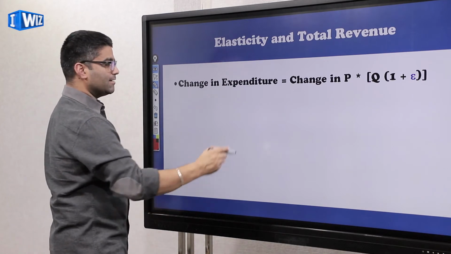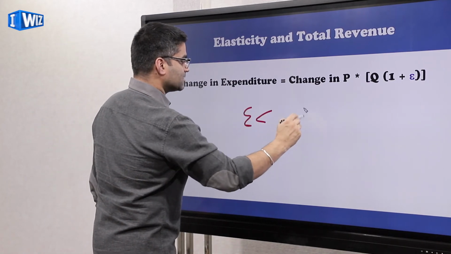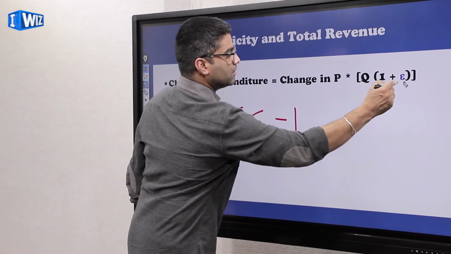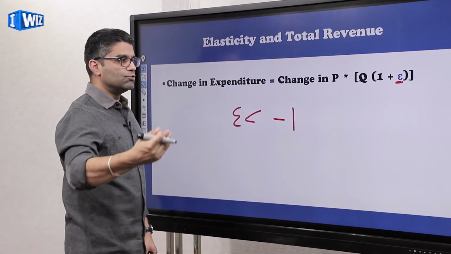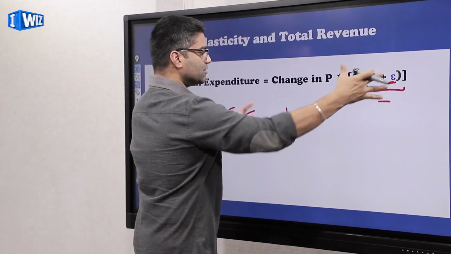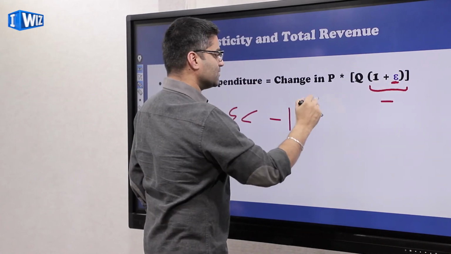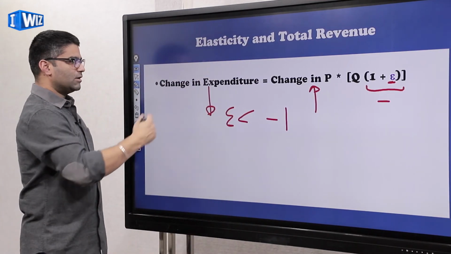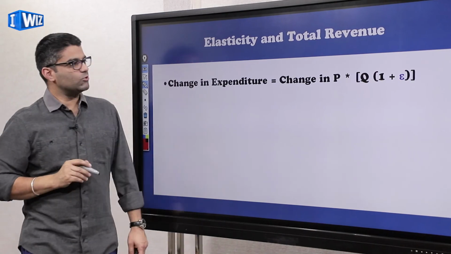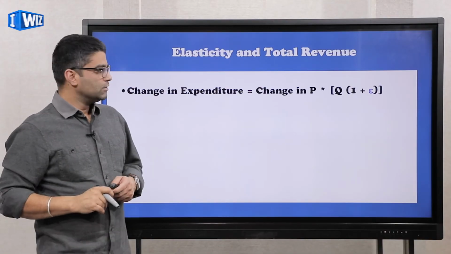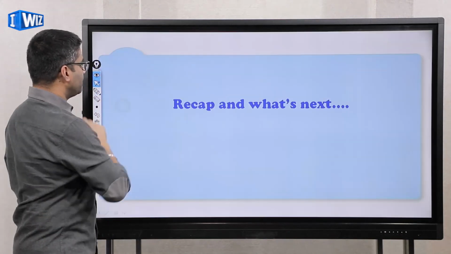Now, if on the other hand, your elasticity is less than negative 1, your demand curve is very elastic. Now this term is like -5, -2, -1.5, which means this term is negative. So now this whole term becomes negative, which means if price goes up, total expenditures goes down. Right? So this is just giving you a simple equation which helps you understand how revenue changes when elasticity changes as well. So that's going to conclude our video.